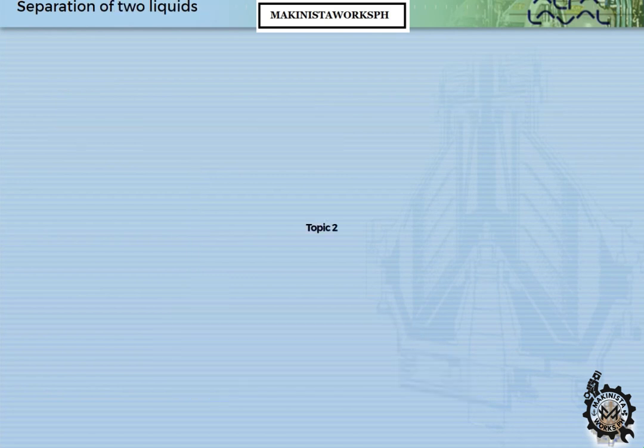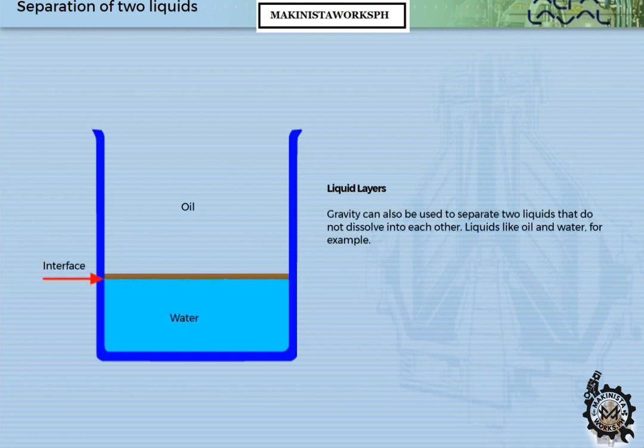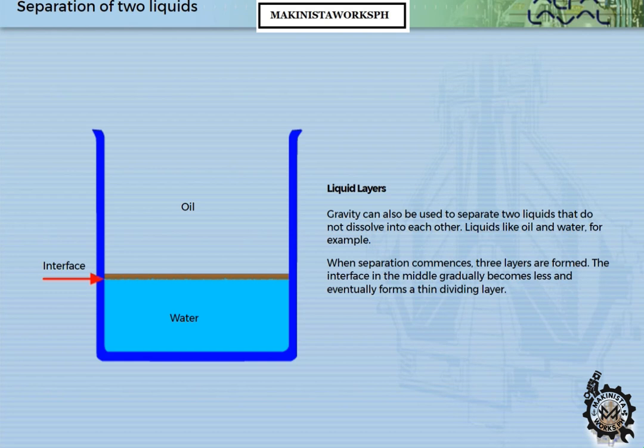Topic 2. Separation of two liquids. Liquid layers. Gravity can also be used to separate two liquids that do not dissolve into each other. Liquids like oil and water, for example. When separation commences, three layers are formed. The interface in the middle gradually becomes less and eventually forms a thin dividing layer.